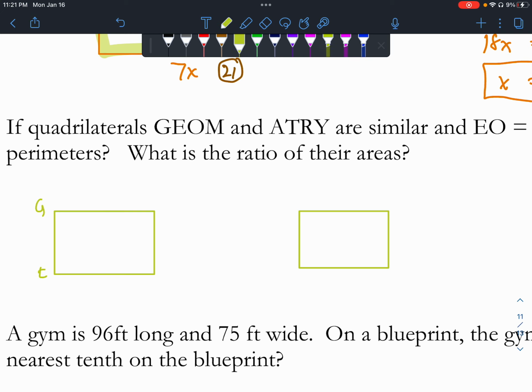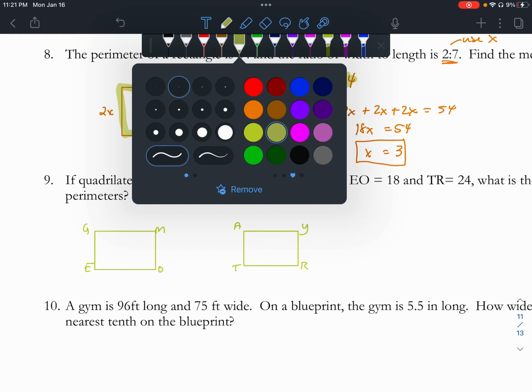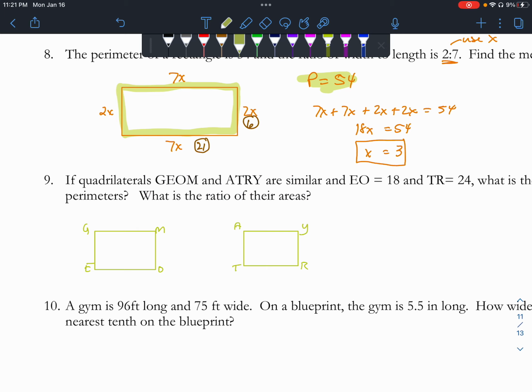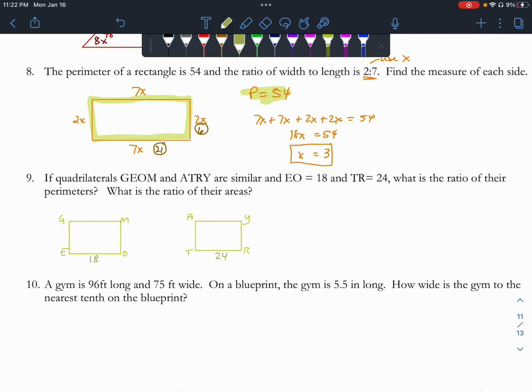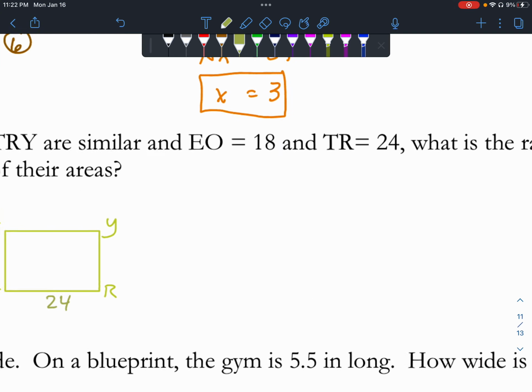G, E, O, M, A, T, R, Y. Again, you can verify that things are going to match up. G, E, and A, T should match up the same way we used to do our triangles as well. From here, we throw some numbers in here. It looks like EO is 18, TR is 24, and they are asking what is the ratio of their areas. Remember this statistic.